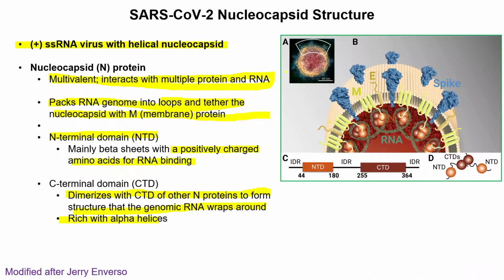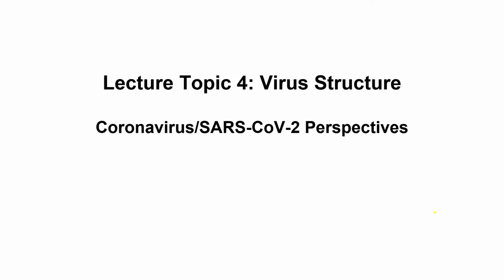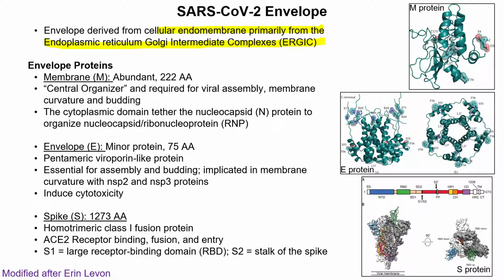There is a picture which you can probably correlate. See right here, this is your ERGIC. See right here, this is the naked nucleocapsid. And here it is acquiring the envelope from the ERGIC. So you can correlate that. So what are the different proteins? Just know the basic thing.